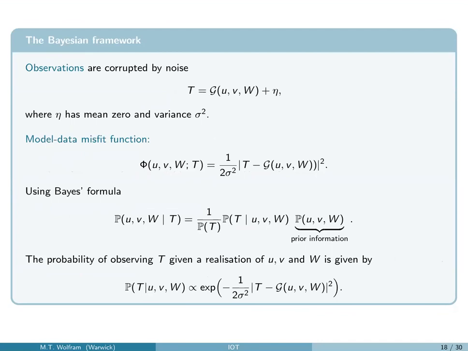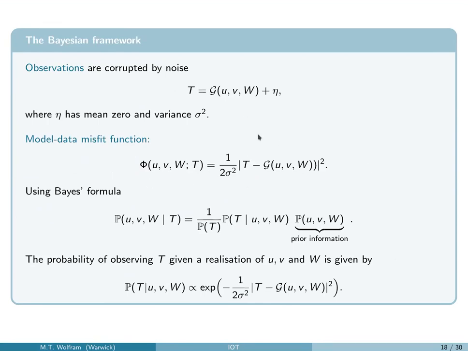So I make some assumptions about my noise. Here we say we have an additive noise, which we denote by eta. It has mean 0, and the variance is sigma squared. And then you want to, so to say, minimize your model data misfit function. So, okay, this is my model data misfit function.